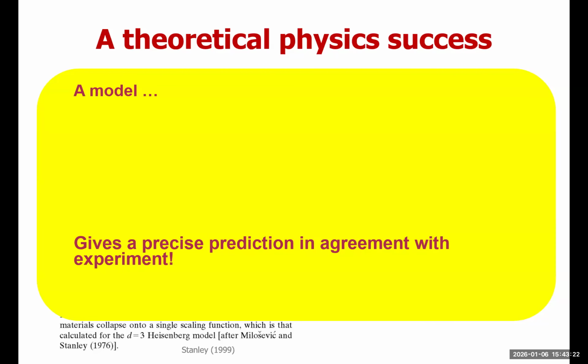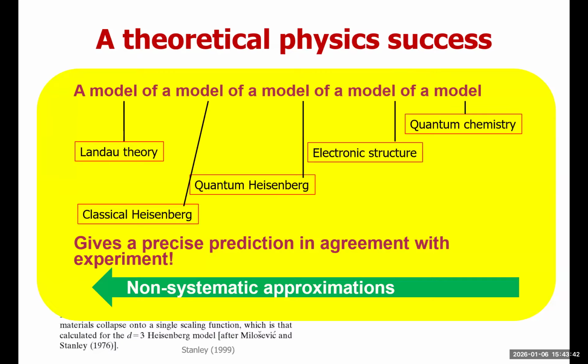Okay, you've all heard that quantum electrodynamics is the best theory because it predicts things to 10 decimal places and you can measure them and so on. And I've just shown you another thing like that. I've shown you that this fantastic model of phase transitions gives a precise prediction in agreement with experiment. Except it's not like that. It's much more interesting. It's actually a model of a model of a model of a model of a model that gives the precise prediction in agreement with experiment.